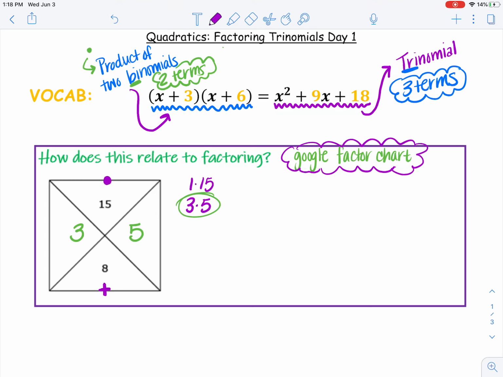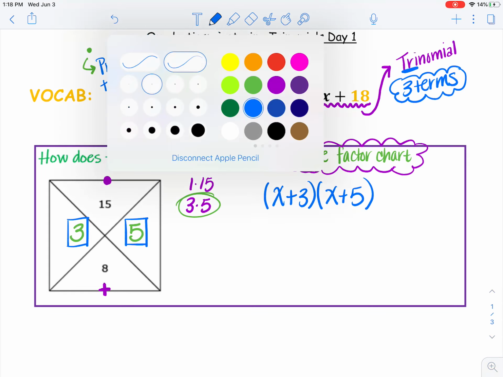Okay, so how does this all relate to what we're going to do today? You can fill in the number puzzles, but what does that really mean when you're talking about factoring a trinomial? So if we look at these sides, those two numbers are factors of 15. So those are actually our binomial factors of a trinomial.